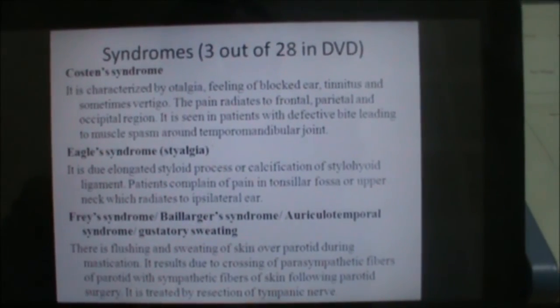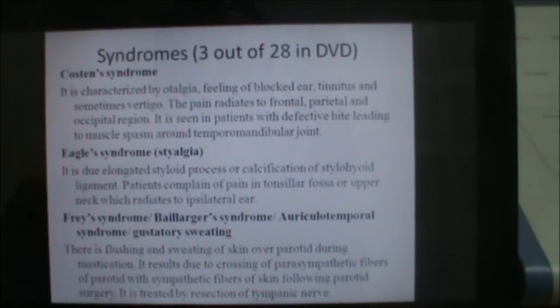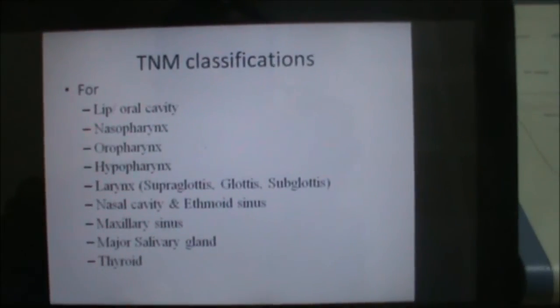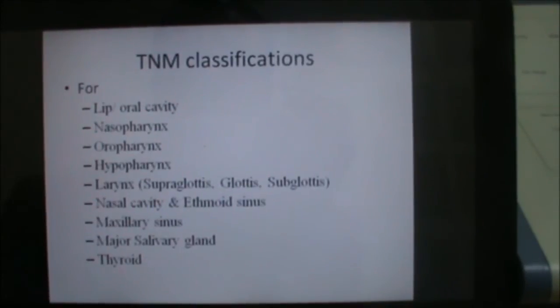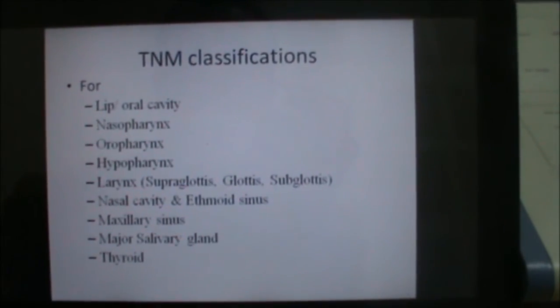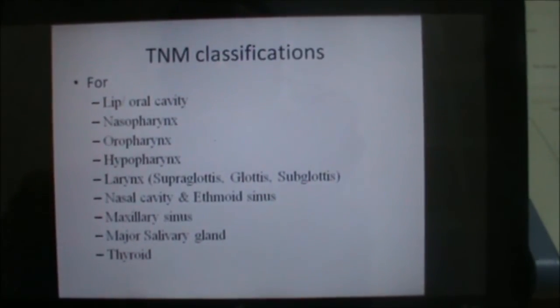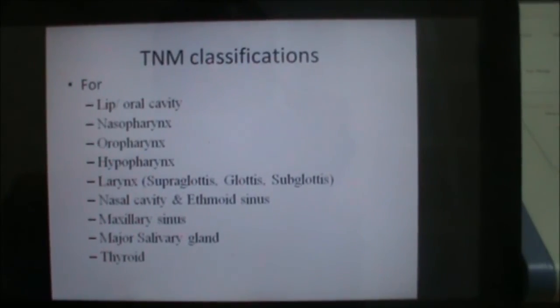Similarly, it carries various syndromes which have been listed, and at one place you can in one go revise all these, like Costen's, Eagle's, Frey's, and various TNM classifications listed are lip, oral cavity, nasopharynx, oropharynx, for malignancies of hypopharynx, larynx, also supraglottis, glottis, subglottis, nasal cavity, ethmoid, maxillary sinus, major salivary gland, thyroid.